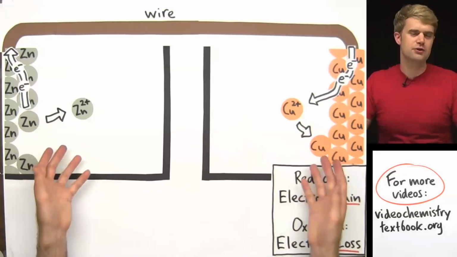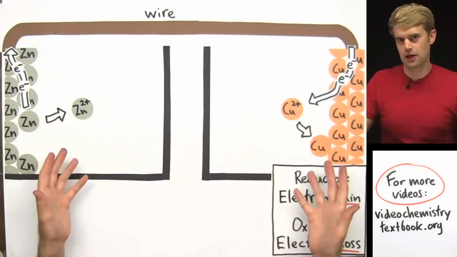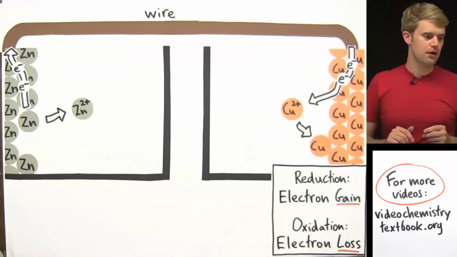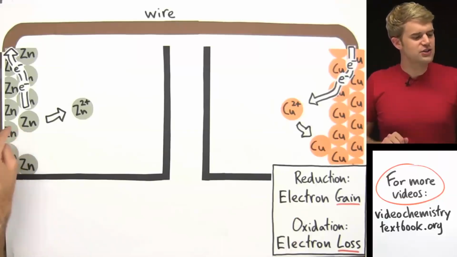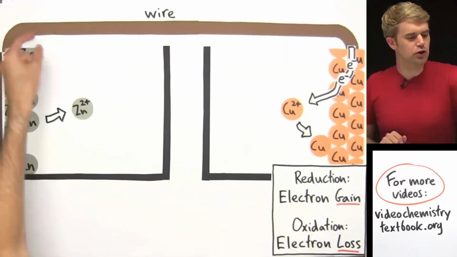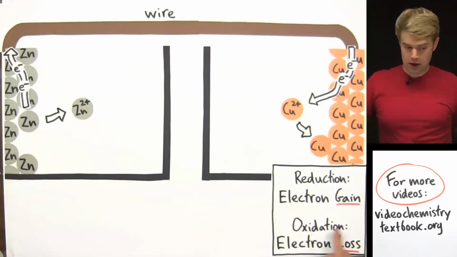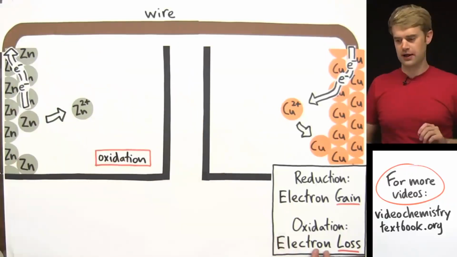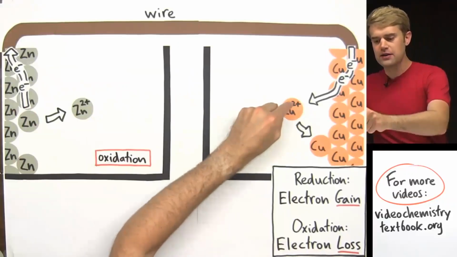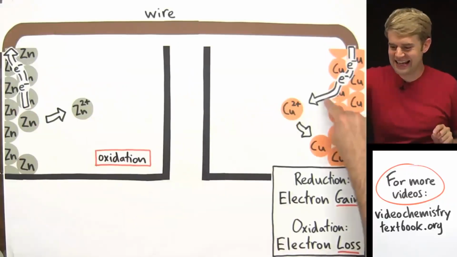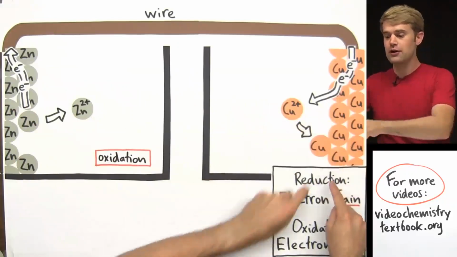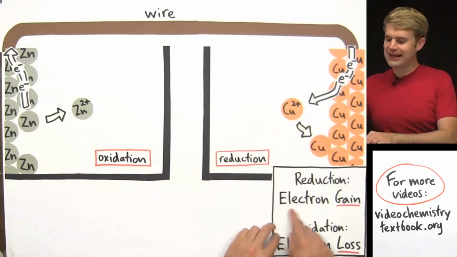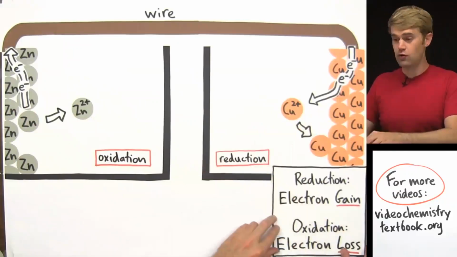Here's some diagrams for the process that's happening in the voltaic cell. I want to describe what's going on in terms of oxidation and reduction. So over here, one of these neutral zinc atoms is losing electrons. So that means that oxidation is happening on this side of the voltaic cell. And over here, this Cu2+ ion is gaining 2 electrons to turn into a neutral copper atom. So reduction or gain of electrons is happening over here.